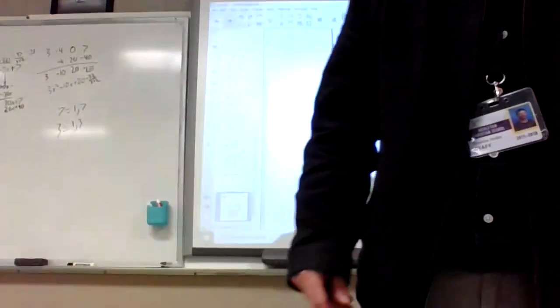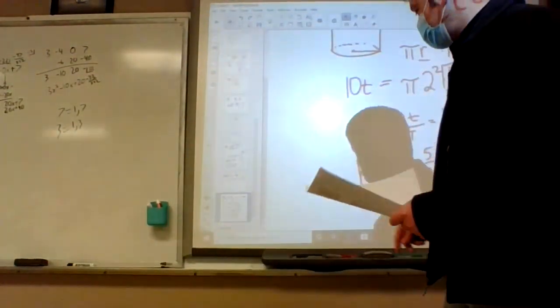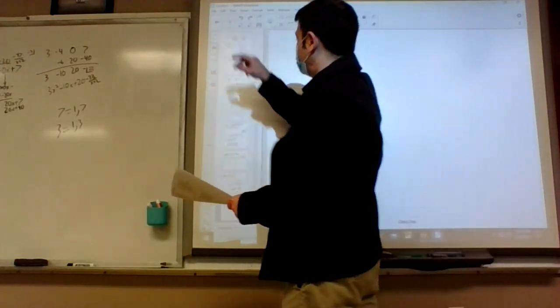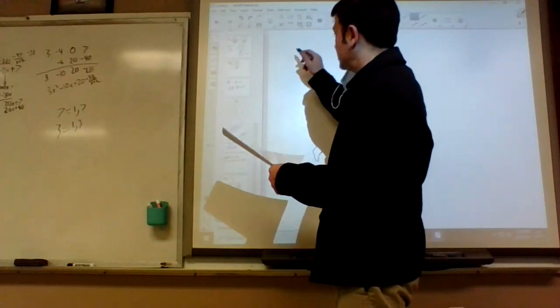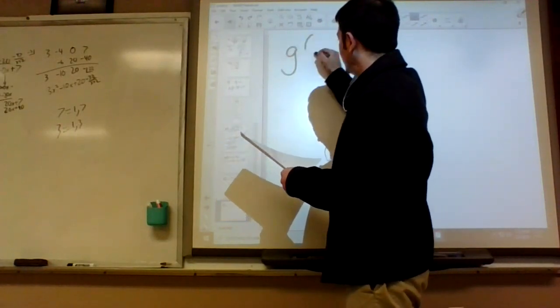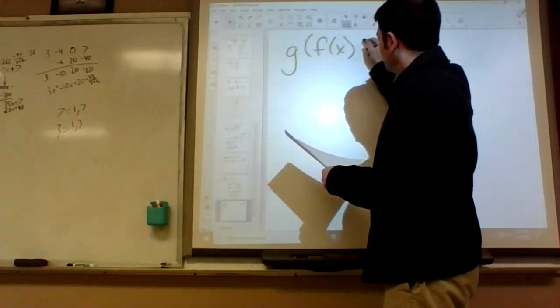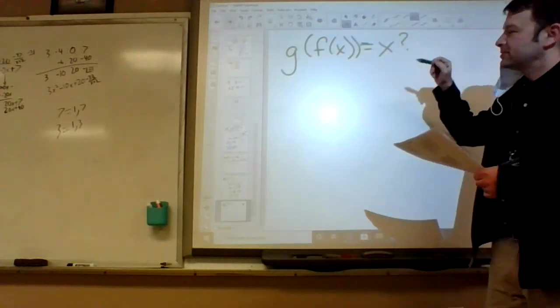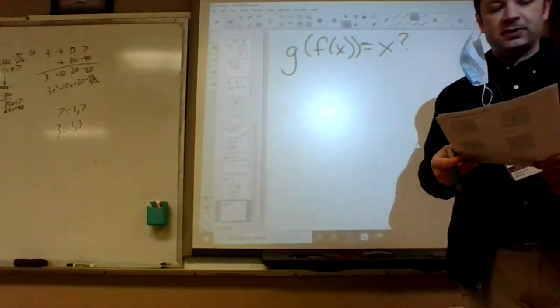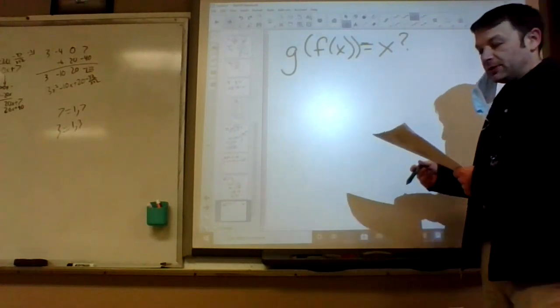So number one, we're supposed to do g of f of x, or we could do it the other way, f of g of x, and see if that equals x. If it does, they are inverse functions. So in other words, does g of f of x equal x, question mark? If it does, they are inverse functions. Yes.